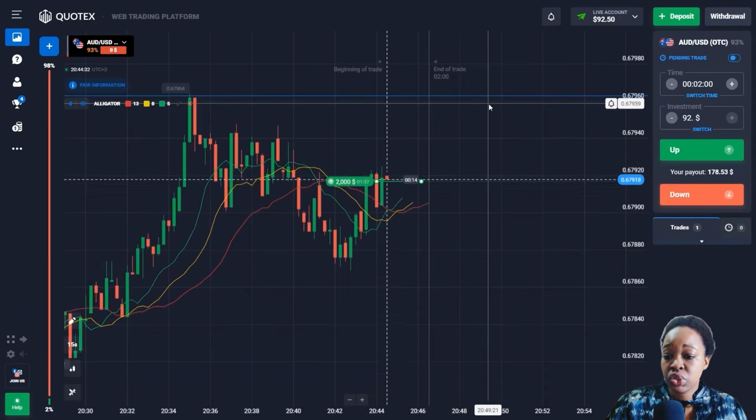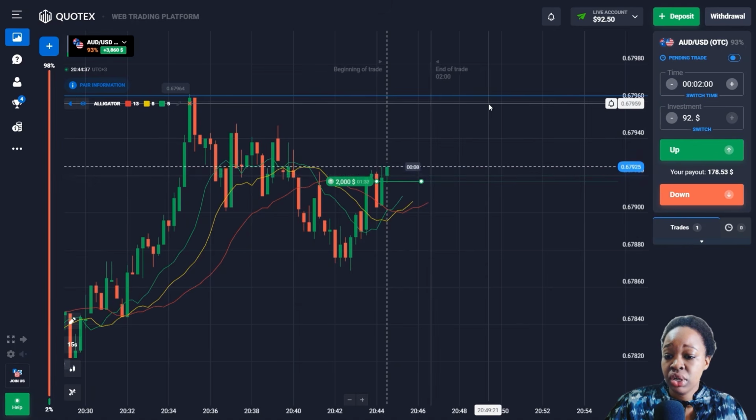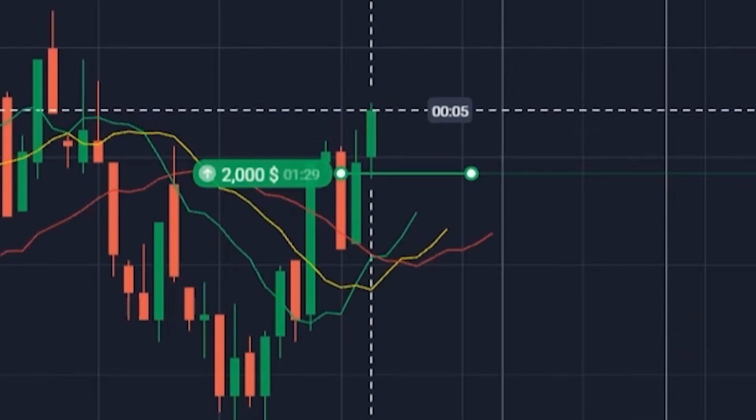And also in this situation, I'm using 2 minutes with the margin, taking into account the rollback of the price down. So let me see how this deal will close.